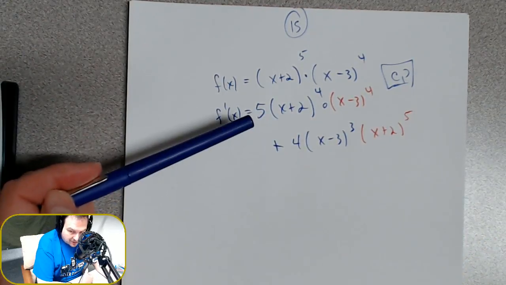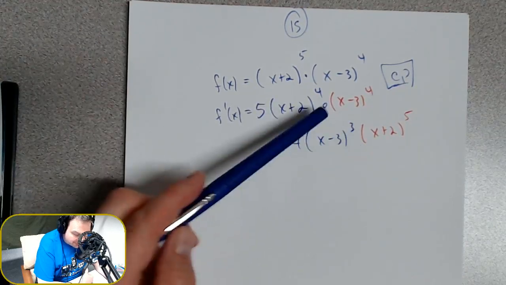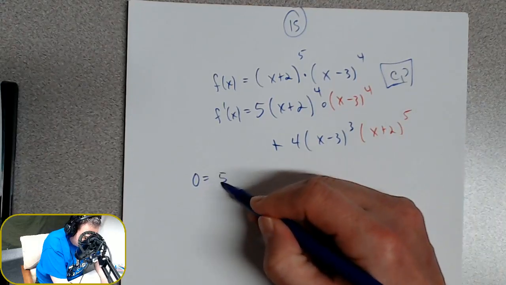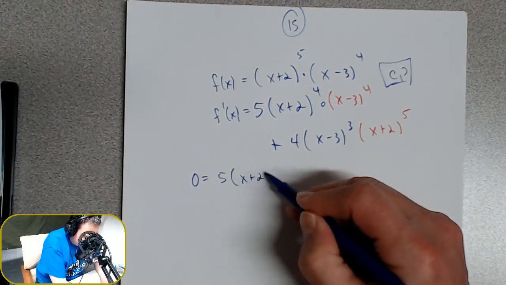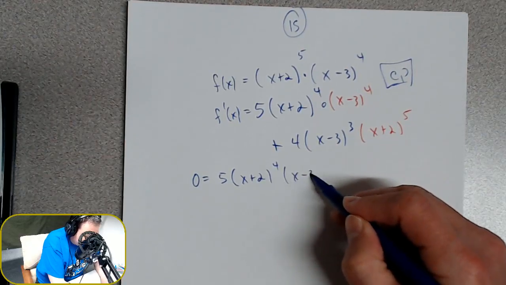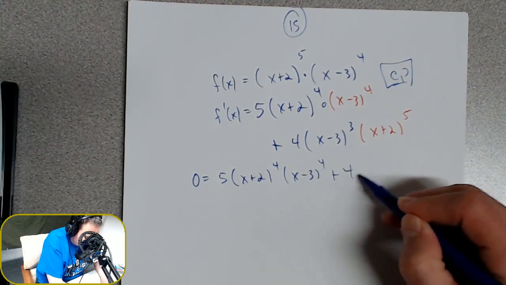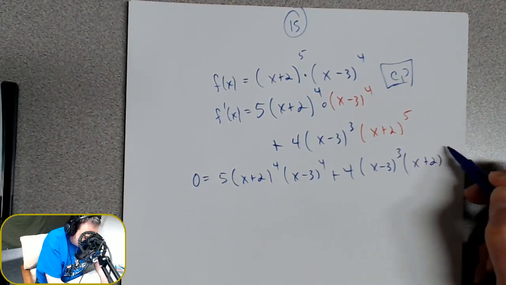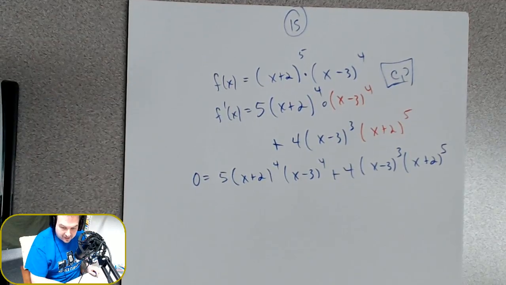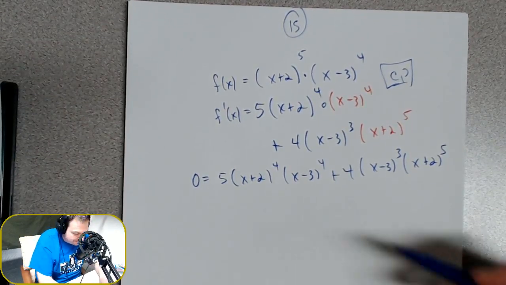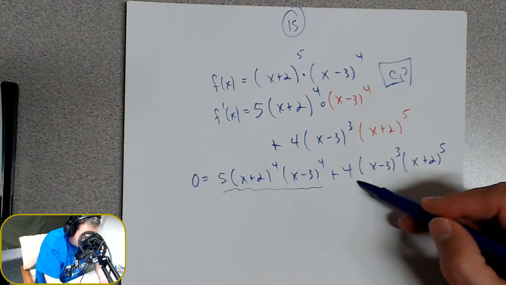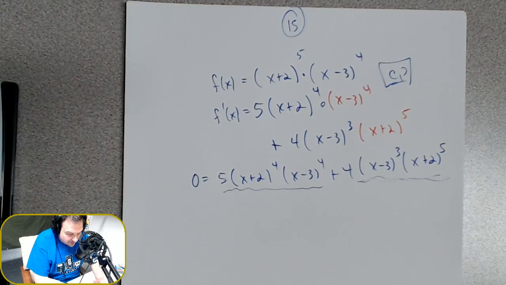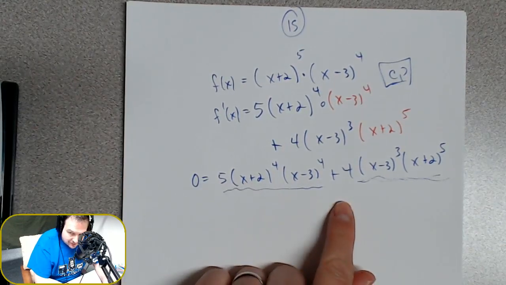So, how do we find critical points? We got to set this equal to 0. Well, how are we going to solve something like that? How are we going to set this equal to 0 when we say 0 equals 5 (x plus 2) to the fourth (x minus 3) to the fourth, plus 4 (x minus 3) to the third (x plus 2) to the fifth? How are we going to solve that type of problem? It's all about factoring. Notice you got a binomial right there. No matter how complicated it is, it's only two terms. Do we have something in common on those two terms?